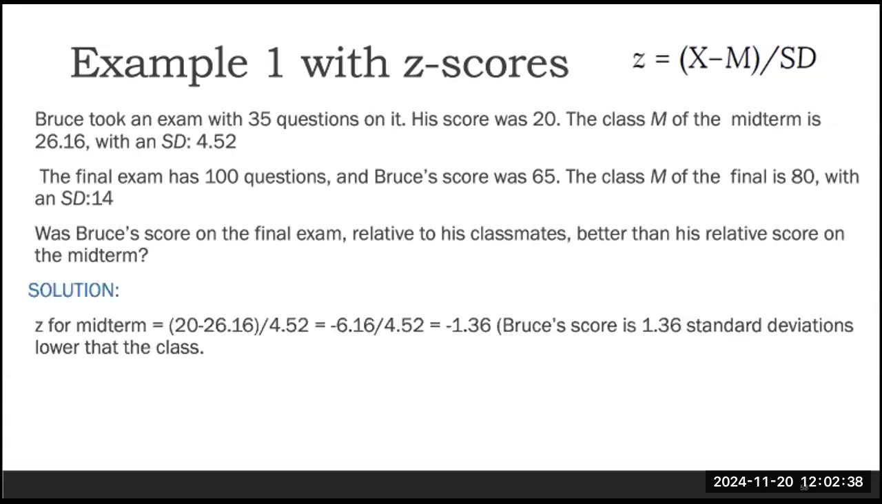So the Z-score for the midterm, right? The score that Bruce got would be the X minus the mean of class. So 20 minus 26.16, and then you divide it by the standard deviation. Well, Bruce's score was actually lower than the class average, so you have a value of negative 6.16. Divide that by the standard deviation of 4.52, and you have negative 1.36. So Bruce's score is 1.36 standard deviations lower than the class.